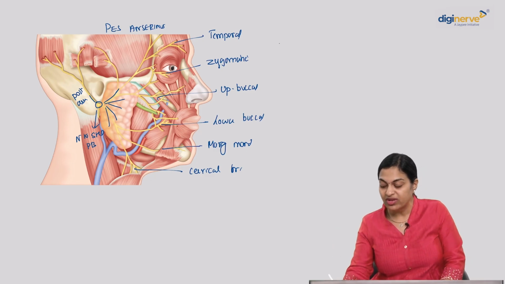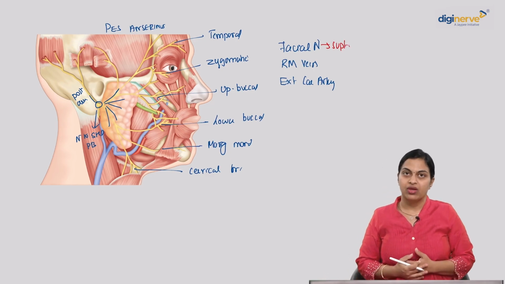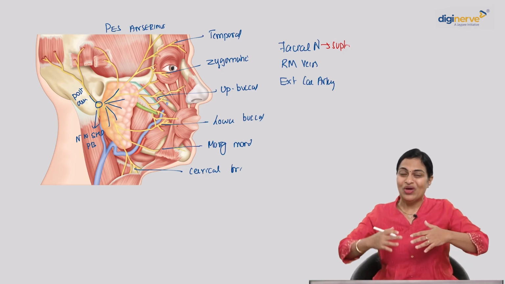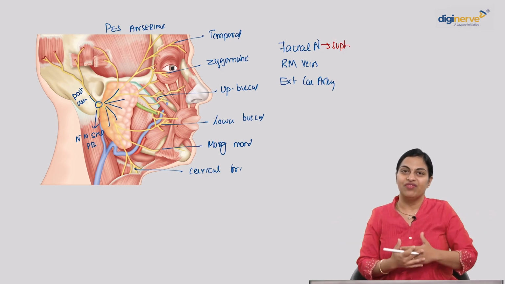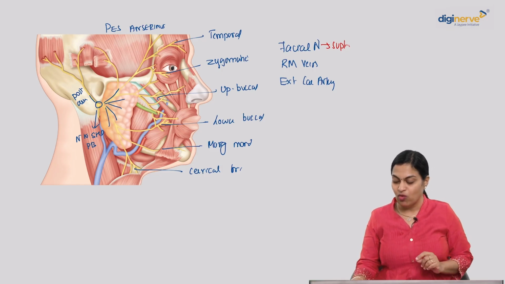So within the parotid gland, we have the facial nerve, retromandibular vein, and external carotid artery, of which the facial nerve is the most superficial. So for any surgery, anything you want to do in the parotid gland, make sure you're well above the plane of the facial nerve and its branches, so that you don't injure the facial nerve and the patient doesn't go for facial asymmetry.